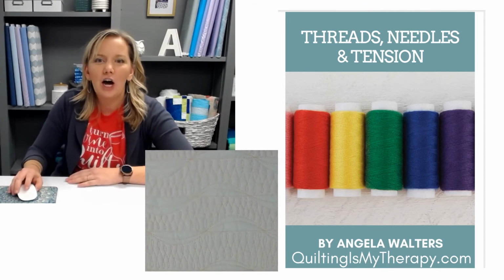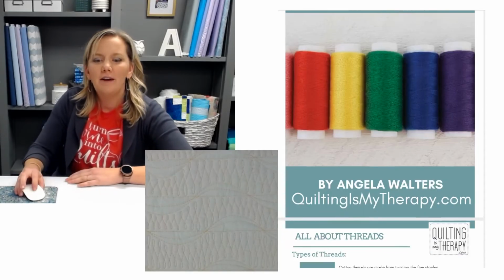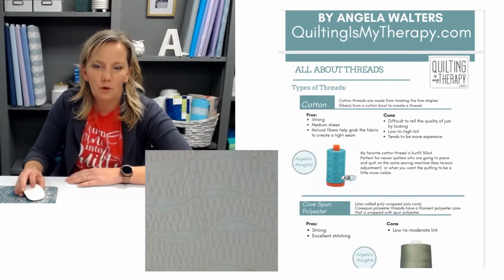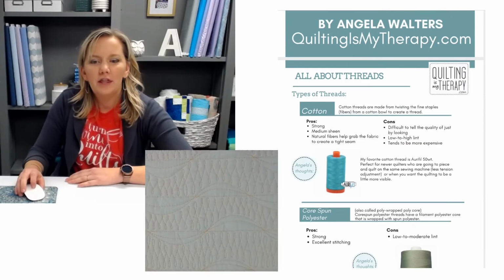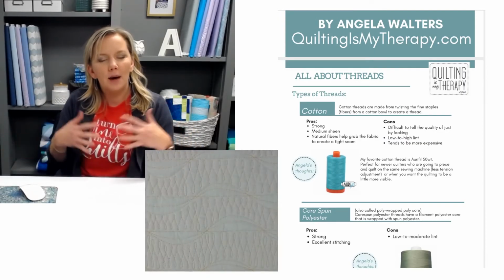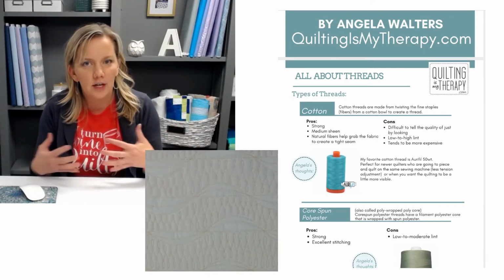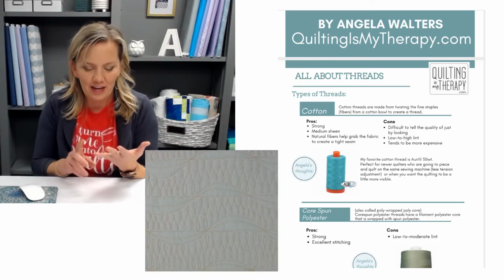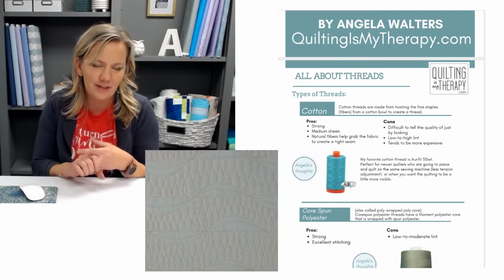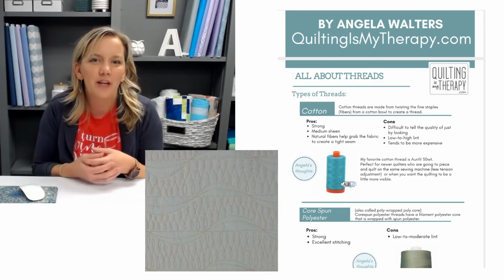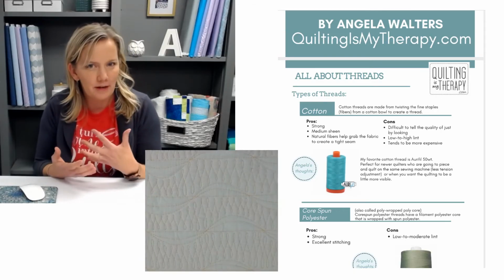But let's talk about our threads and the different weights of thread or types of threads that we're working with. When you're thinking of threads, there's a couple different things you have to take into account. You can't just pick the color, you need to think of material and weight. So first, let's tackle what the different threads are made out of and what their benefit is.